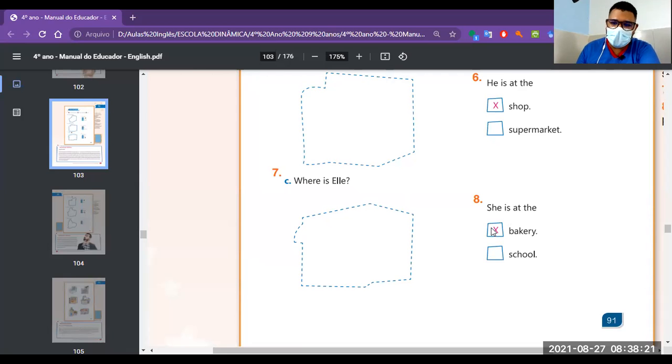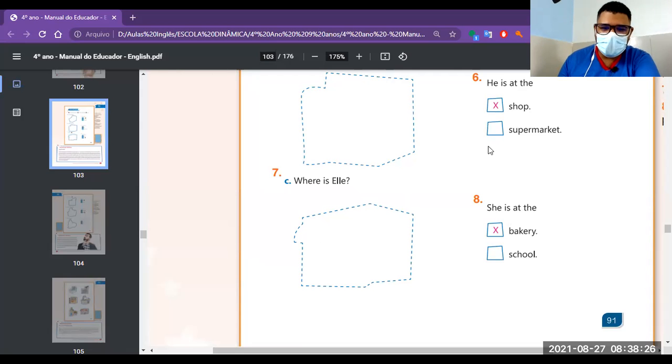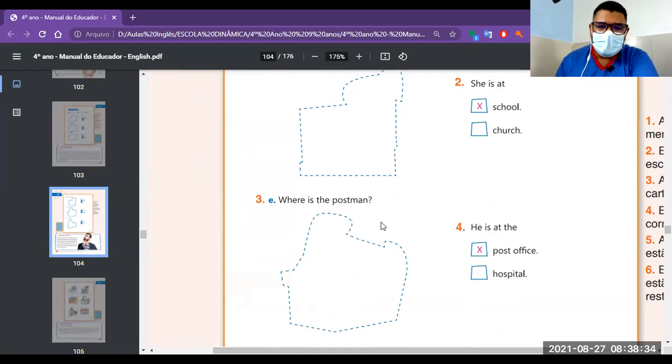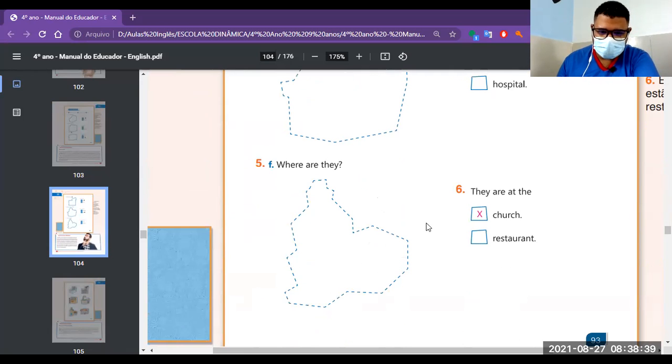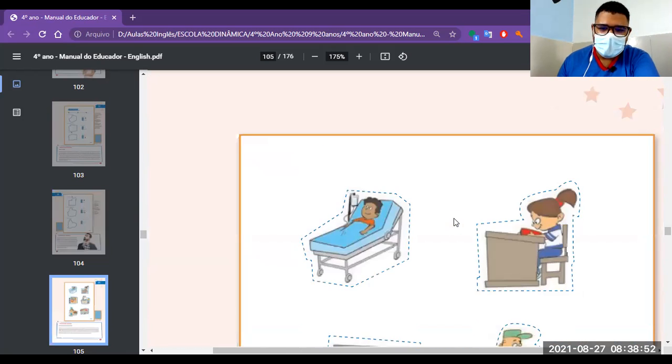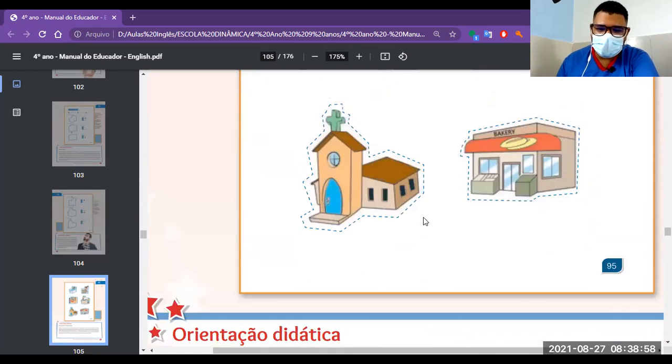Let us see and respond: bakery. She's at the bakery. Do you guys remember what bakery means? I'm sure you do. Here, letter D. Where is the girl? She's at the school. Where is the postman? He's at the post office. And then, where are they? Don't forget to put the picture here, to cut and glue the picture here. They are at the church. So here we have the pictures that I asked you to cut and glue. You see?